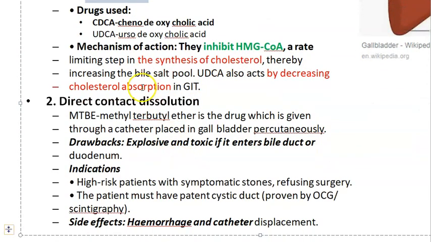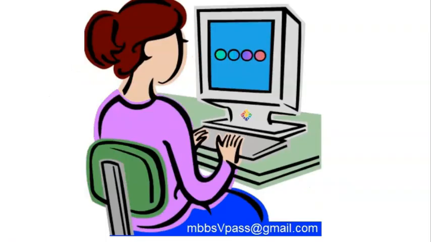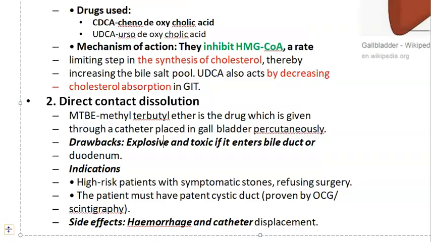Now let us go down here, guys. Direct contact dissolution. Methyl tert-butyl ether is a drug which is given through a catheter placed in the gallbladder percutaneously. That's why they need a thin female. They didn't say why female, but thin, yes, because percutaneously, via the skin, you should reach the gallbladder and put some drug into it. That is methyl tert-butyl ether. I'll pour it into your gallbladder. What will happen? Your gallstone, if it's pure cholesterol, it should dissolve. This is the direct contact.